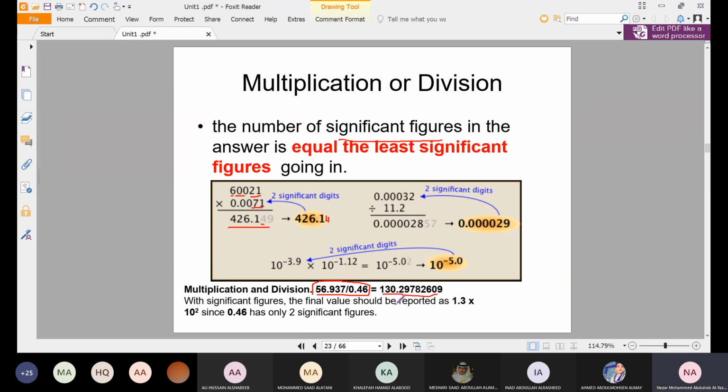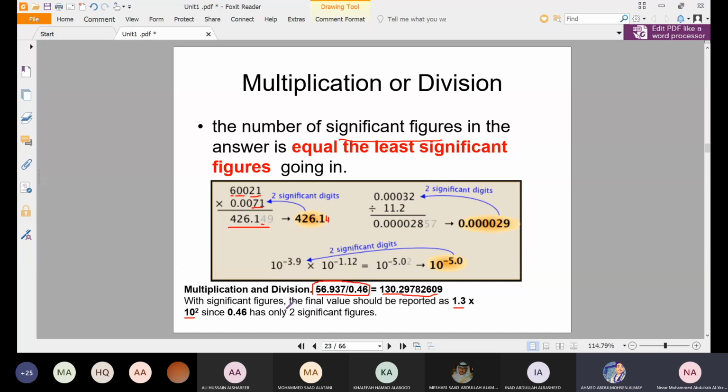Just to clarify what we have. With this one, the final answer should be reported as 1.3, 2 significant figures, multiplied by 10 to the power 2. Why? Because 0.46 contains only 2 significant figures.